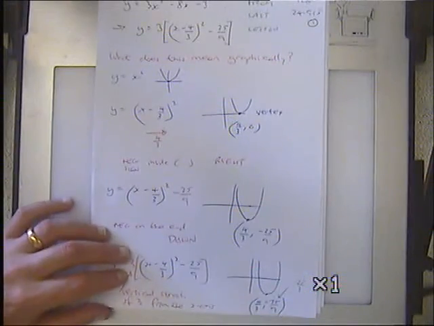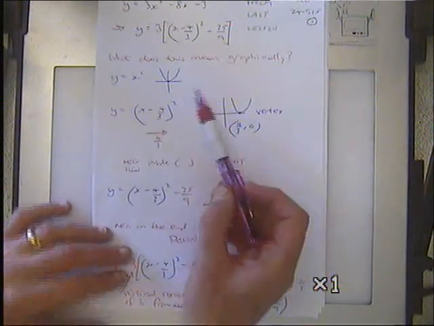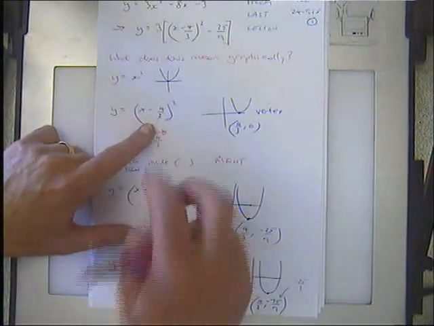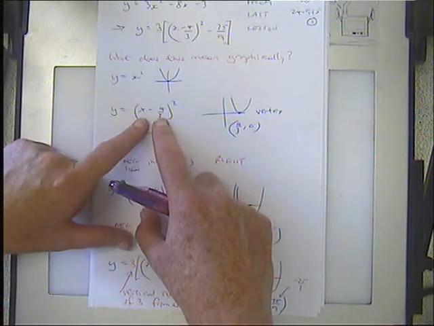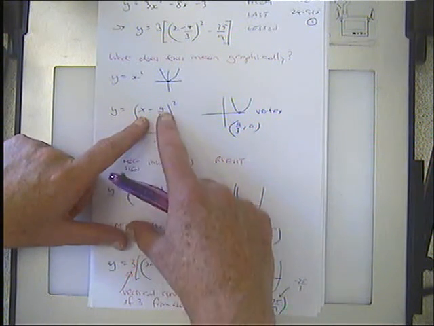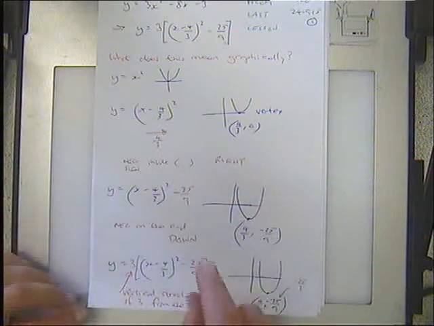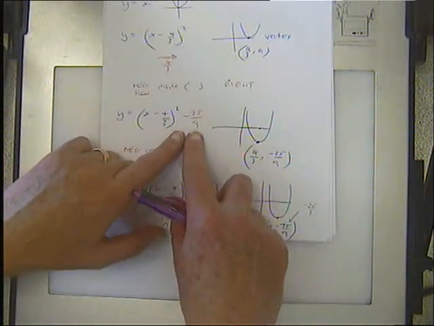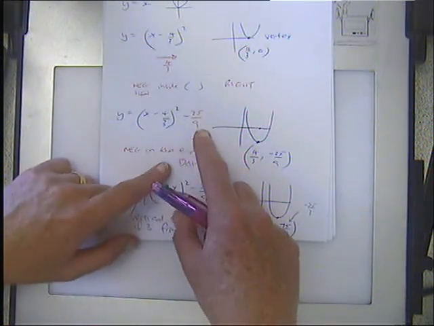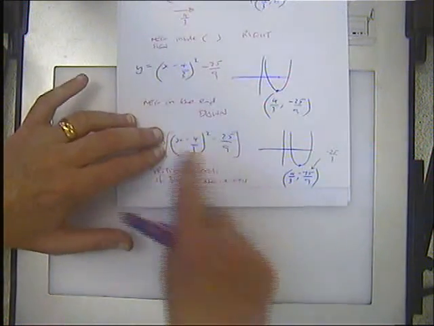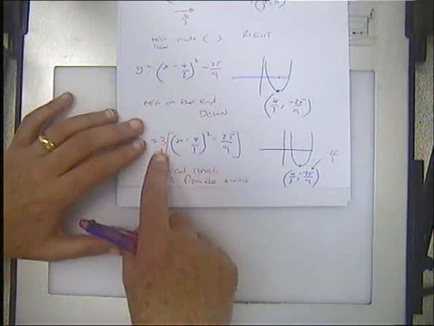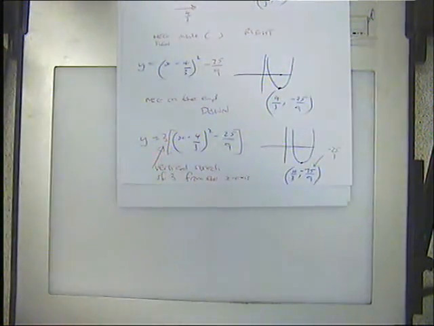Inside a bracket, if you have a number which is plusing or minusing, a minus in there shifts it right, a plus in there shifts it left. Then something tacked on the end of a bracket always shifts it up or down. And if you multiply a whole thing by a number, that's always a vertical stretch.